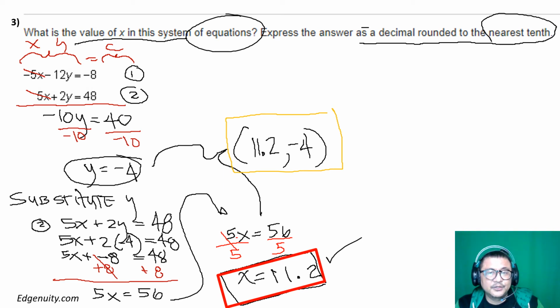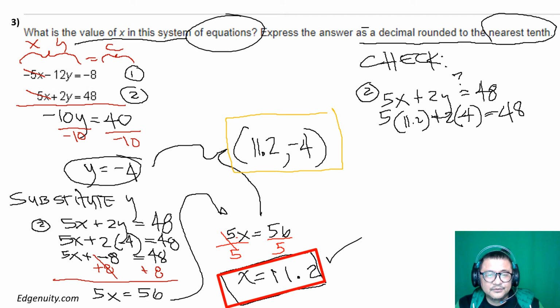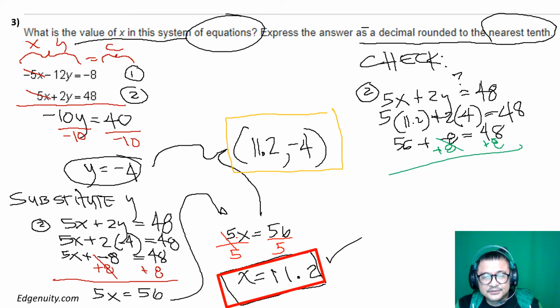Okay, how do you know if you're correct? You could do checking. How do I do that? Use any of the equations. I want to use equation 2 again. 5x plus 2y equals 48. 5 times 11.2 plus 2 times my y, which is negative 4. Is it equal to 48? If you multiply 11.2 times 5 it is 56, plus negative 8 equals 48. Opposite of minus is plus: 8 plus 8. That cancels out. 56 equals 56.